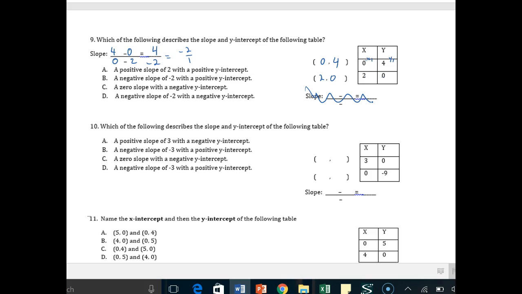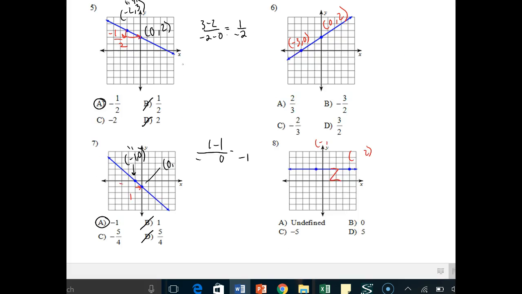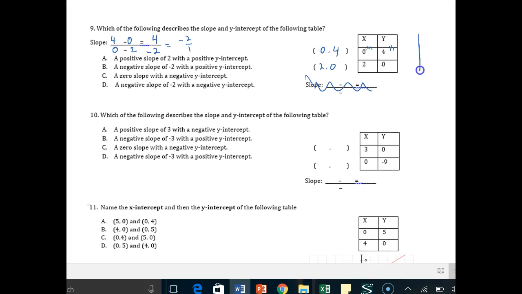And then the y-intercept, interesting. So if we draw this and try to plot it real quickly, 0, 4 is right there, and 2, 0 is right there. So here's your x-intercept, and there's your y-intercept, and there's your line. So 0, 4 is your y-intercept.